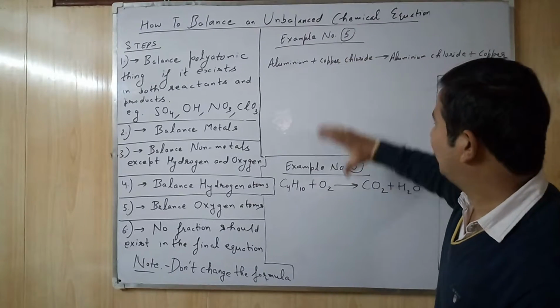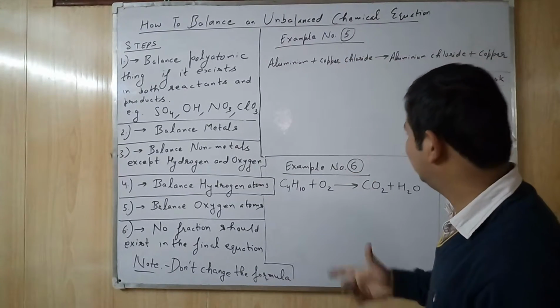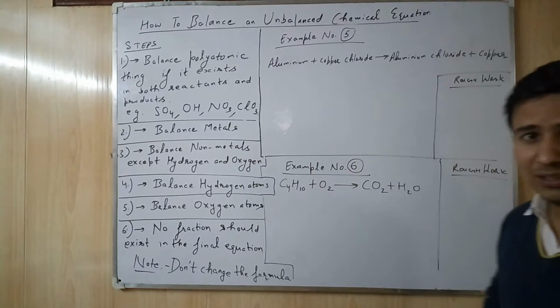And in this lecture, I am going to consider two more examples, example number 5 and 6, on how to balance an unbalanced chemical equation.